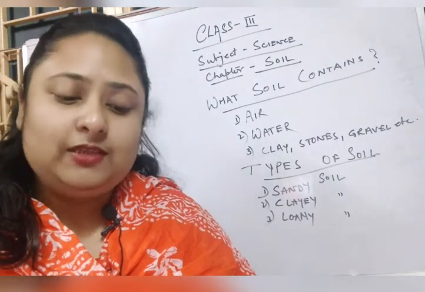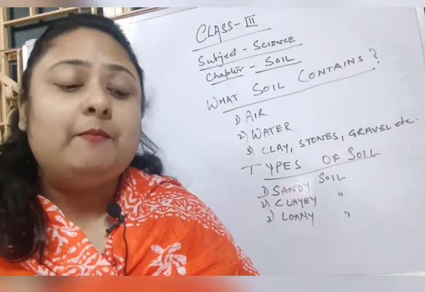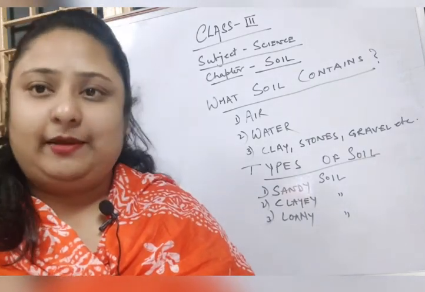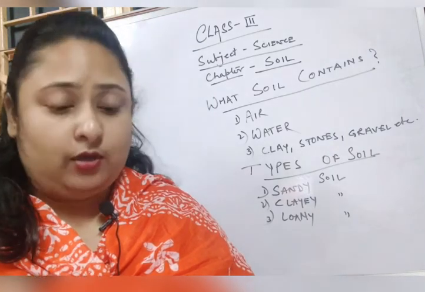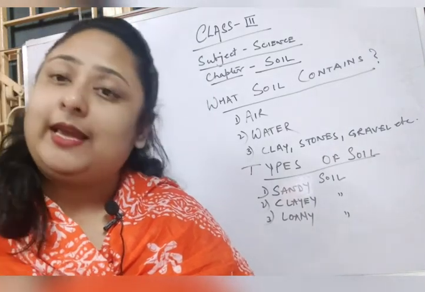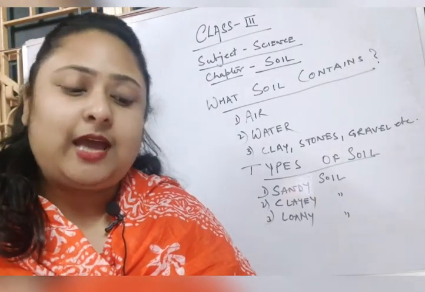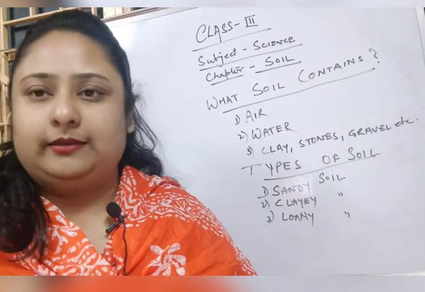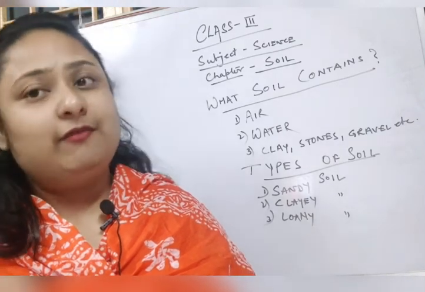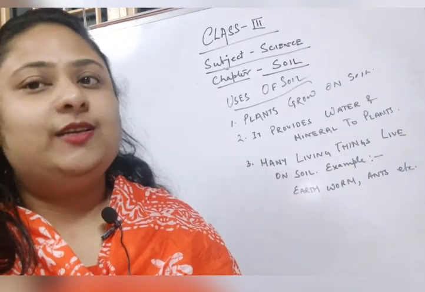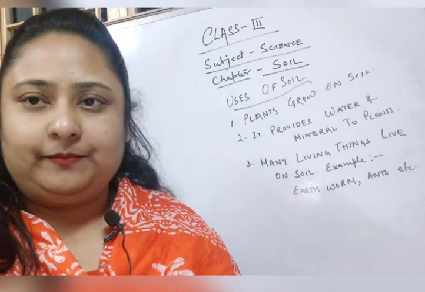Next is loamy soil. Children, loamy soil is basically a mixture of sand and clay. Plants grow well in loam because loam can hold both air and water. It contains humus and is dark brown in color. Plants absorb nutrients from the soil very easily. Children, now let's read about the uses of soil.